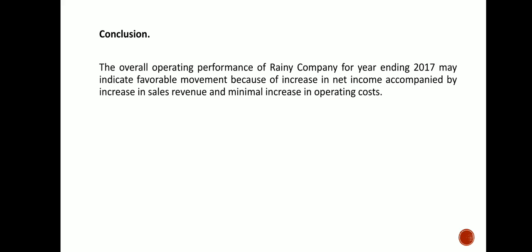So the overall operating performance of Rainy Company for the year ending 2017 may indicate favorable movement because of the increase in net income, accompanied by an increase in sales revenue and a minimal increase in operating cost.